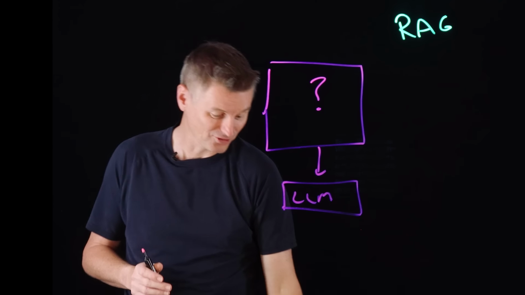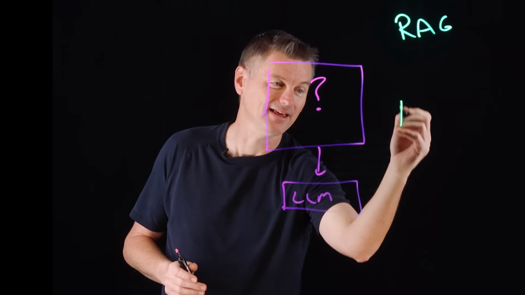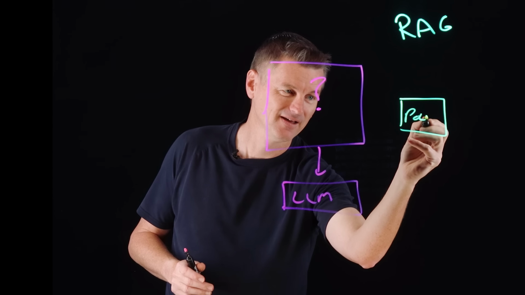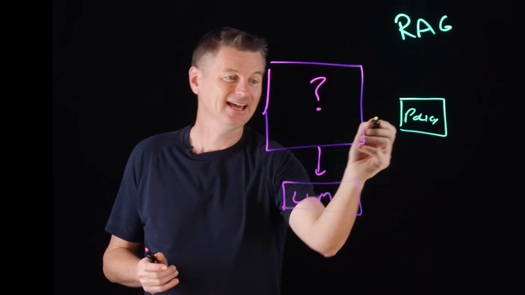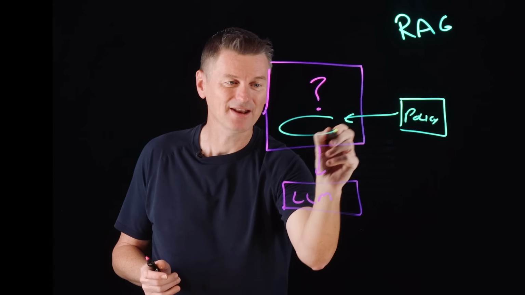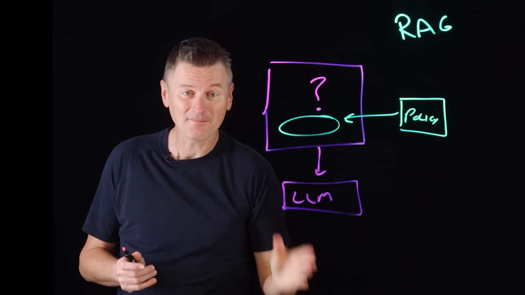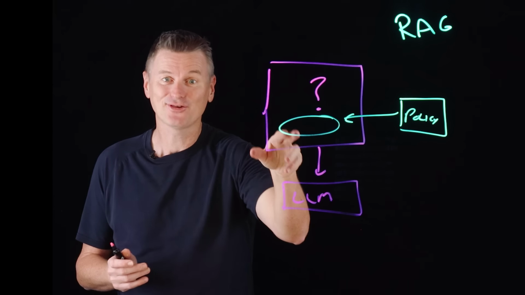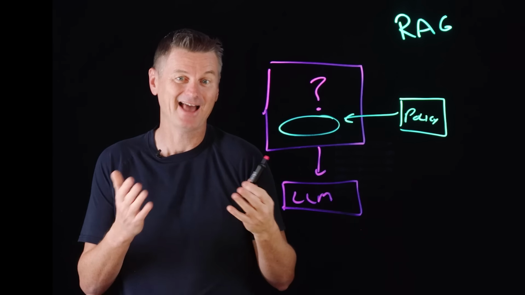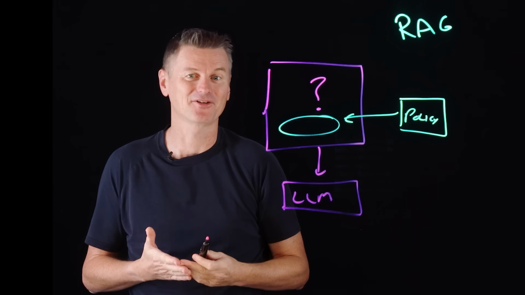It can pull the most recent policy document about our VPN, and it can embed just the relevant paragraphs from that policy document into the input prompt. So the LLM has the relevant information to answer correctly.